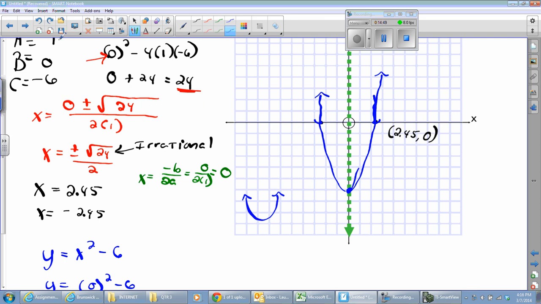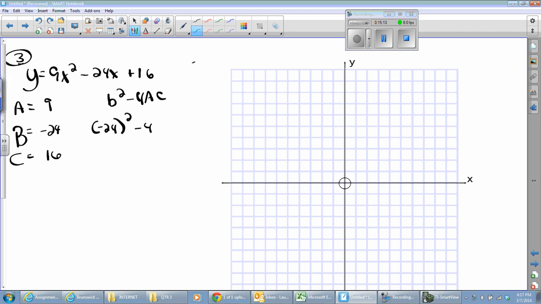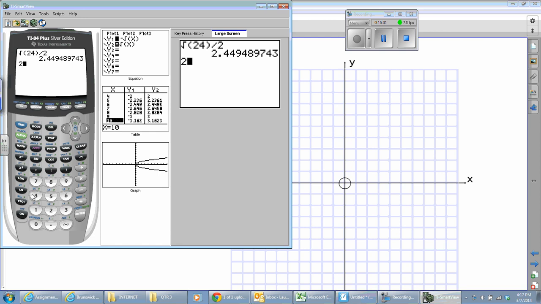Okay, so let's do one more, and then we'll call it quits. All right, we have a more complicated one here. Let's find a, b, c. Easy as 9, negative 24, 16. All right, now I go to my discriminant, b squared minus 4ac. So I do negative 24 squared minus 4 times 9 times 16. Okay. So I want to say 576 for 24 squared, but I don't remember exactly, so pardon me.